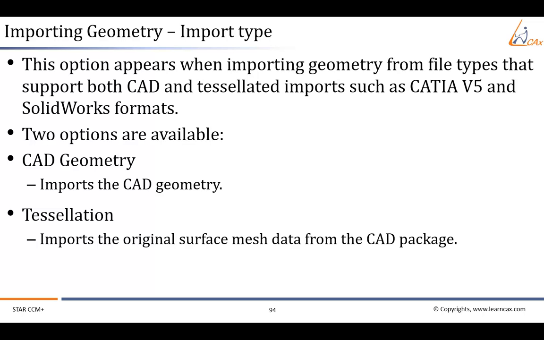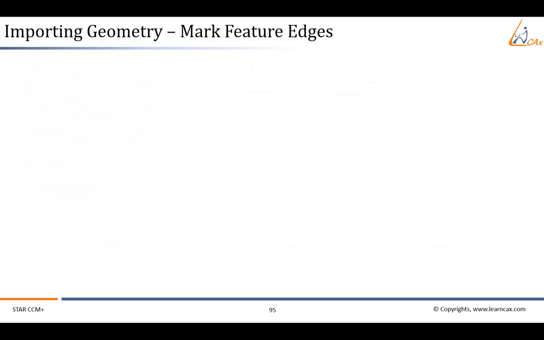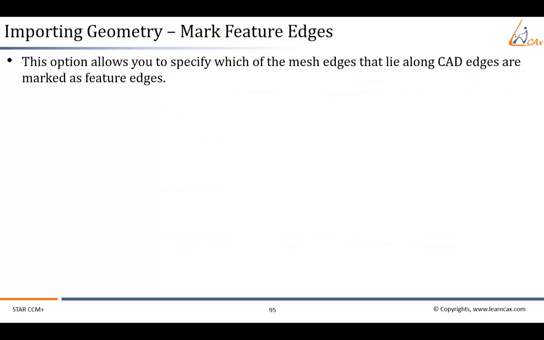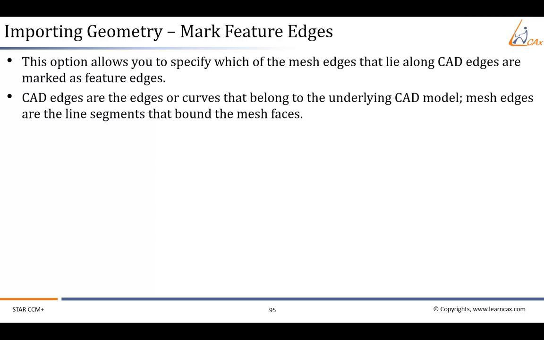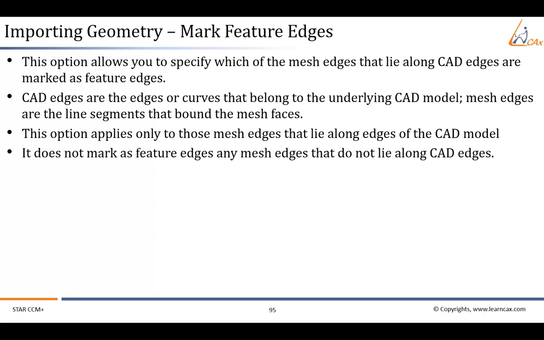Let us now discuss the Mark Feature Edges option. This option allows you to specify which of the mesh edges that lie along CAD edges are marked as feature edges. CAD edges are the edges or curves that belong to the underlying CAD model. Mesh edges are the line segments that bound the mesh faces. This option applies only to those mesh edges that lie along the edges of the CAD model.